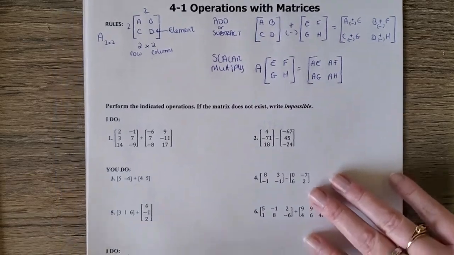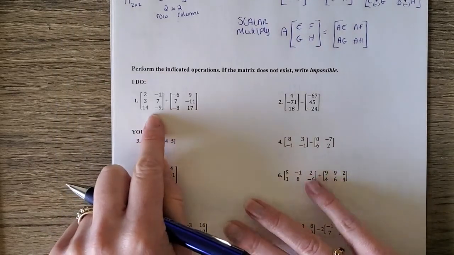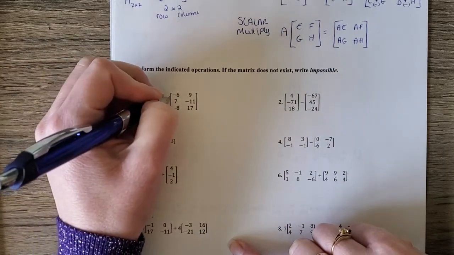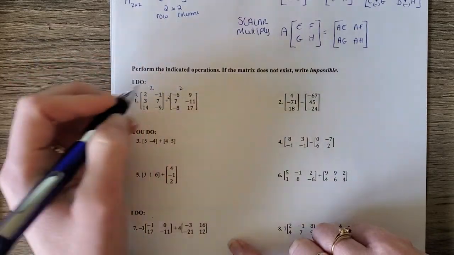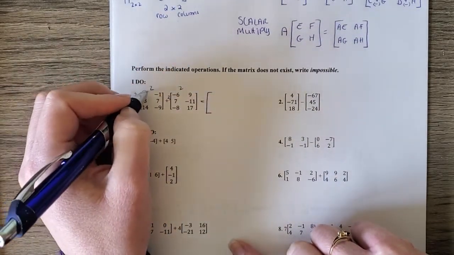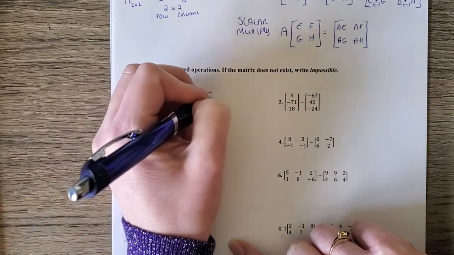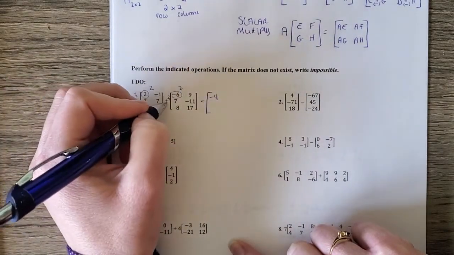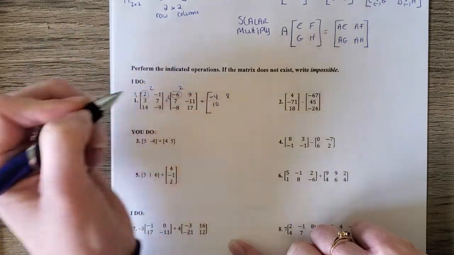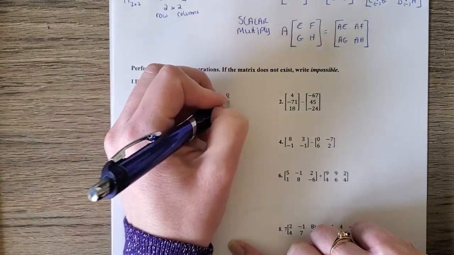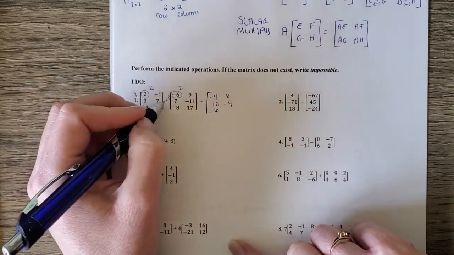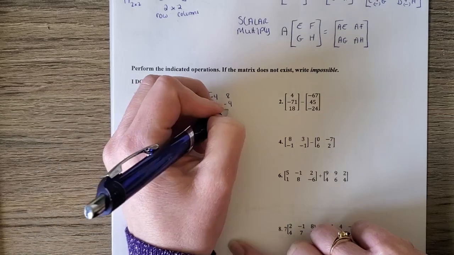So let's go to the I do. For this one, we're adding, and it is a 3 by 2 matrix plus a 3 by 2. The dimensions match, so we can add them, and our final answer will be a 3 by 2. We take the 2 and add it to the -6, and we get -4. -1 plus 9 is 8. 3 plus 7 is 10. 7 plus -11 is -4. 14 plus -8 is 6. And -9 plus 17 is 8.